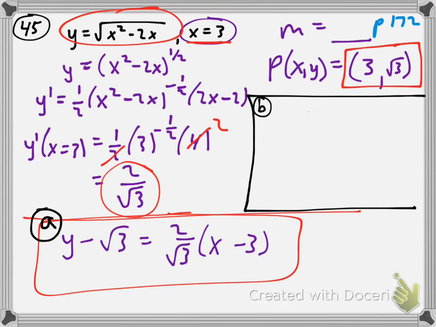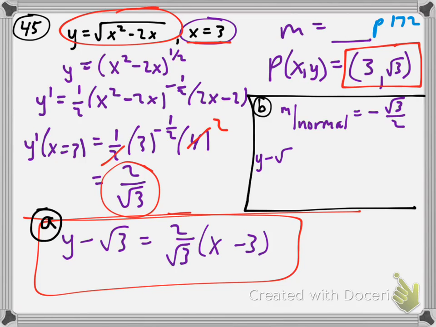So we left off on the last problem, in the last video, problem 45a. We found the equation of the tangent line. 45b, all we need is the equation of the normal line, and we know that the slope of the normal would be the negative reciprocal of the slope of the tangent, and we found that the slope of the tangent line was 2 over radical 3. So the slope of the normal line then would be negative radical 3 over 2, and therefore we can go right to the equation of the normal line.